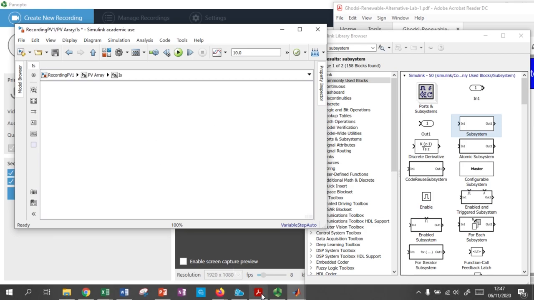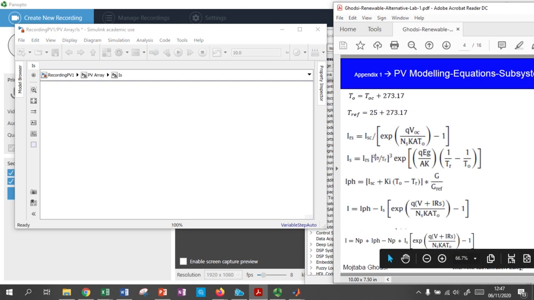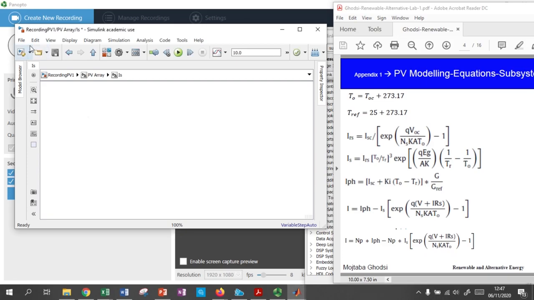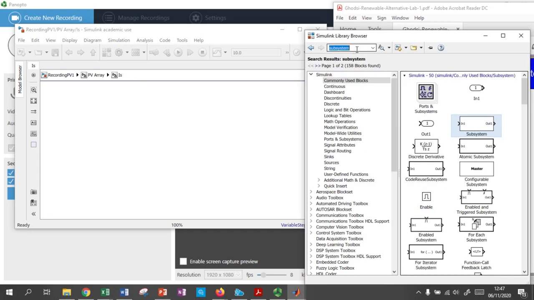What we need in the IS, you can find it here. We need TO over TR. Then again, we need some constant. Please save your file frequently. I save it right now. Then the next one is the TO over TR and TO over TR. Then we need TO, we need T reference that we have already made in the other subsystem. Then again, I will use goto block.